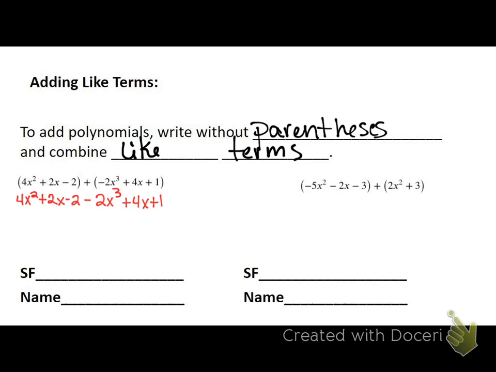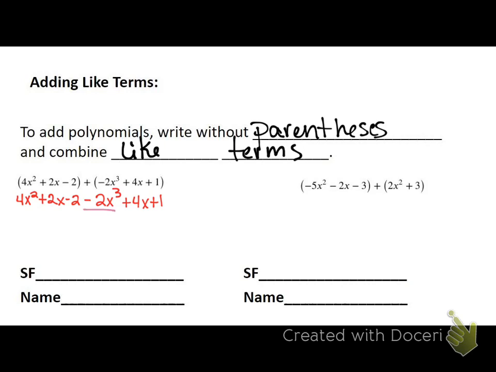So I did step 1. I wrote without parentheses. Now step 2, I combine like terms. That's what I just did on the 2 previous problems. So how I like to start finding my like terms, I look for the term with the exponent to the highest degree. What's the term to the exponent with the highest degree? Negative 2x cubed.